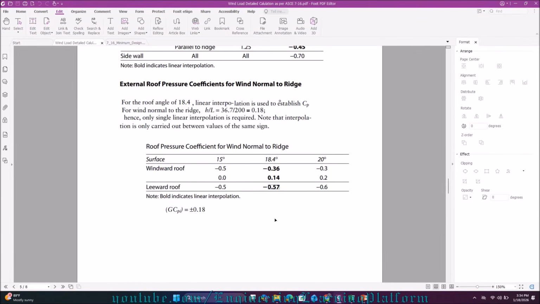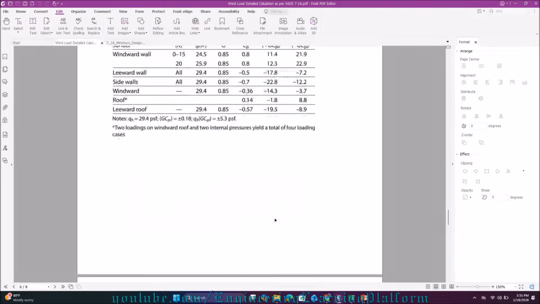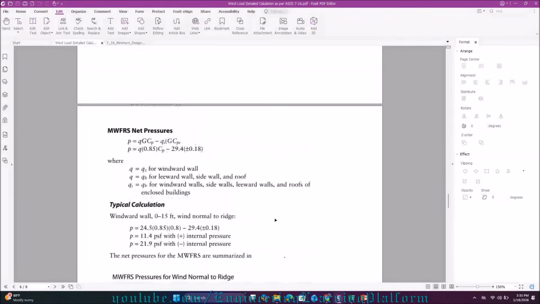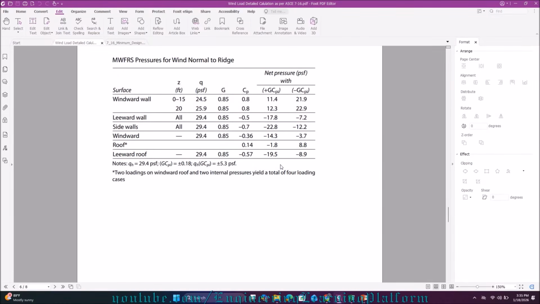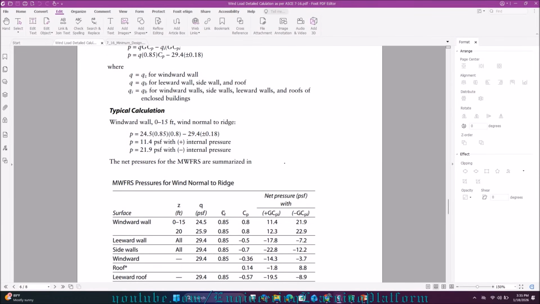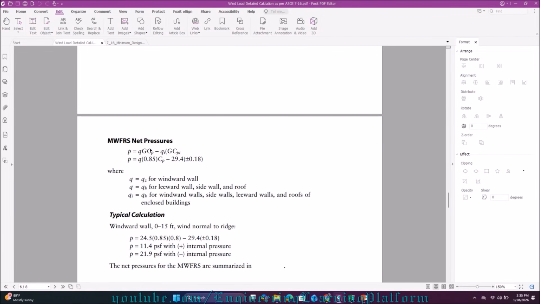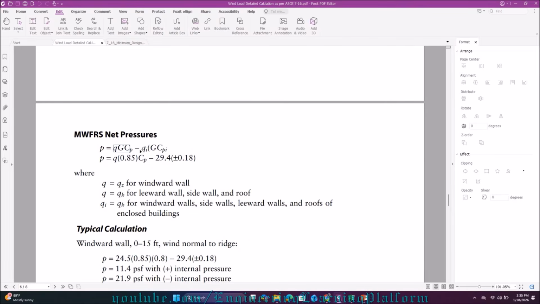Then for wind parallel to ridge, basically here it has not been shown, but it has directly been included over here. So now we are all set to do all our calculation. So let's go and put all the values in this formula and get our net pressure.